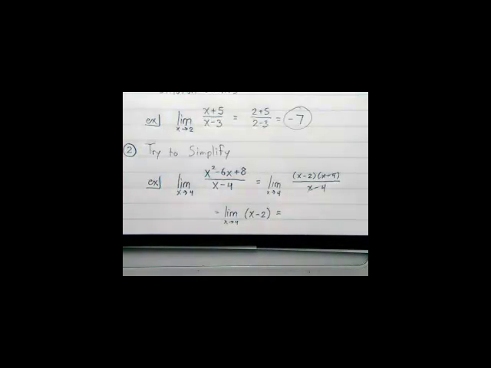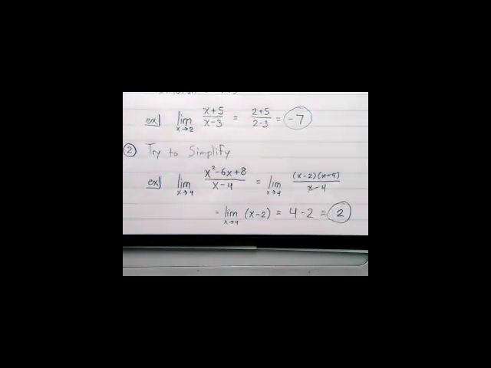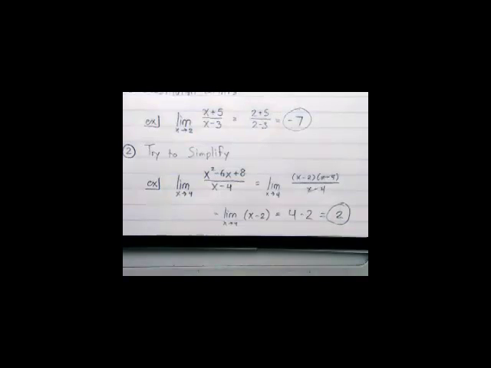So what we've done is we've done some simplifying to turn it into a substitution limit, because now I can plug in, it's not a problem. 4 minus 2, that's 2. So the answer to that limit should be 2. So substitution, try to simplify. Those are kind of your first two things that you're going to check. If those two things don't work out, you might need to use a limit property.